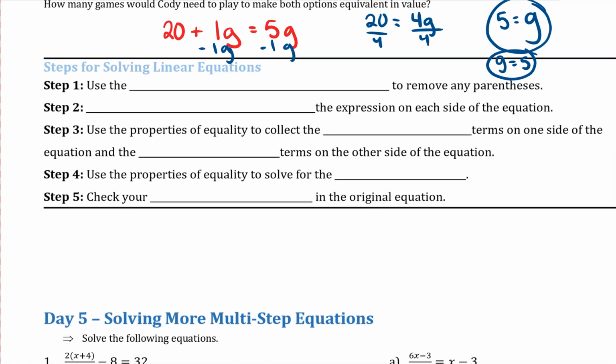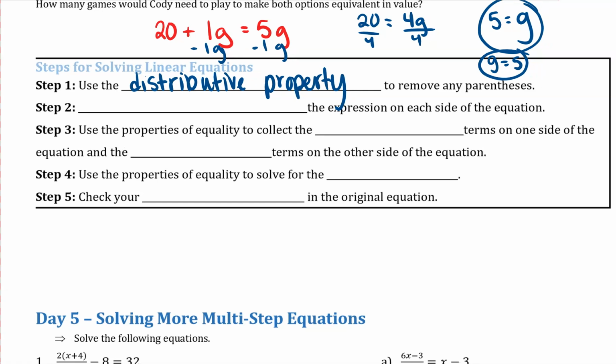So let's do these little steps. Step 1 is use the blank to remove parentheses. To remove parentheses, you use the distributive property. This is definitely something good to write down because sometimes it is hard to remember the steps. Step 2, blank the expression on each side of the equation. Simplify.